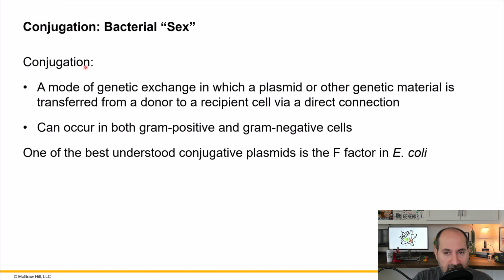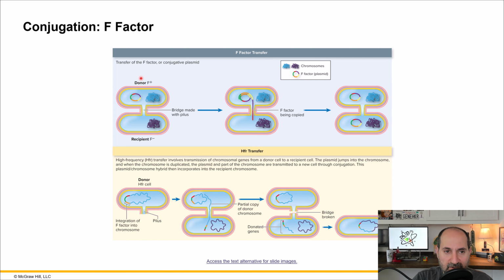Again, in conjugation, you should know this is a mode of genetic exchange in which a plasmid or other genetic material is transferred from a donor to a recipient via a direct connection. Remember the sex pilus. One of the best understood conjugated plasmids is F factor. Remember that if a cell has the F factor, that means that it can make the sex pilus. So if the cell is F positive, that means it has the F factor. In this case, the F factor is on this plasmid. That allows this cell to make the pilus.